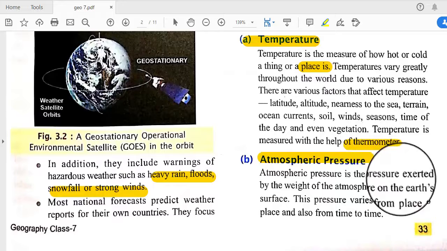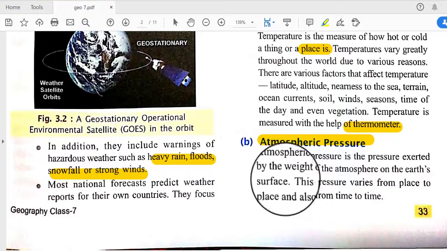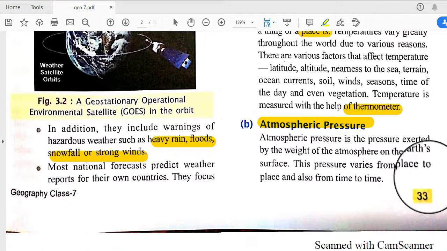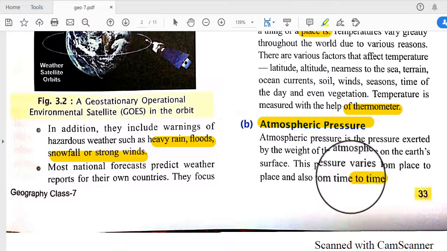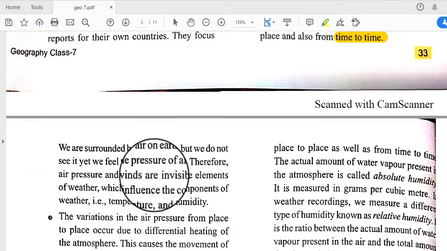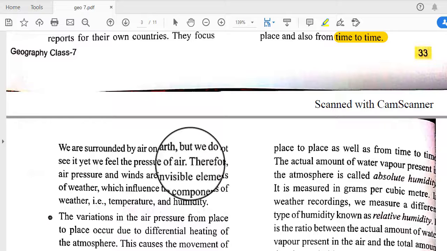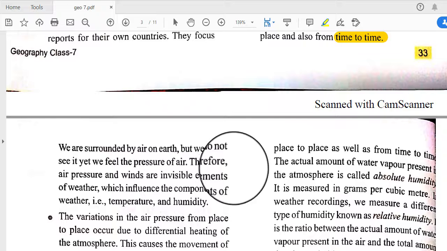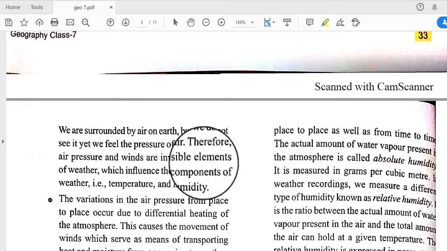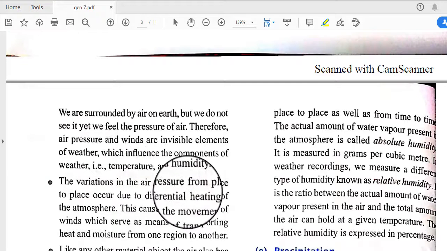Next is atmospheric pressure. Atmospheric pressure is the pressure exerted by the weight of atmosphere on the earth's surface. So this gives us the information of the pressure of air, and this pressure varies from place to place and also from time to time. We are surrounded by air on earth, but we do not see it, yet we feel the pressure of air. Therefore air pressure and winds are invisible elements of weather which influence the components of weather, that is temperature and humidity.